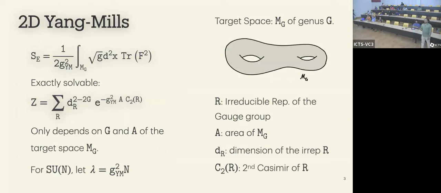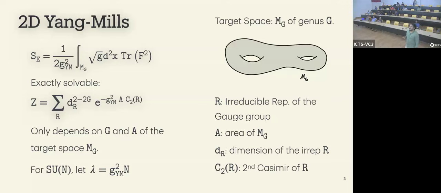So let's start with 2D Yang-Mills. It's a very old topic from the 70s or 80s. People were calculating the partition function of this action, which is trace F squared integrated over a manifold M_G. Let's say this is a target space where the field theory, the gauge theory, lives, and M_G is a manifold of genus G. Now, this is exactly solvable. People have solved it multiple times in different ways, and the answer is this.